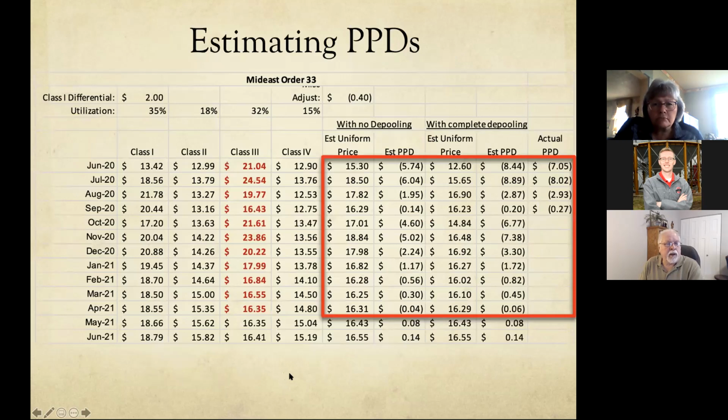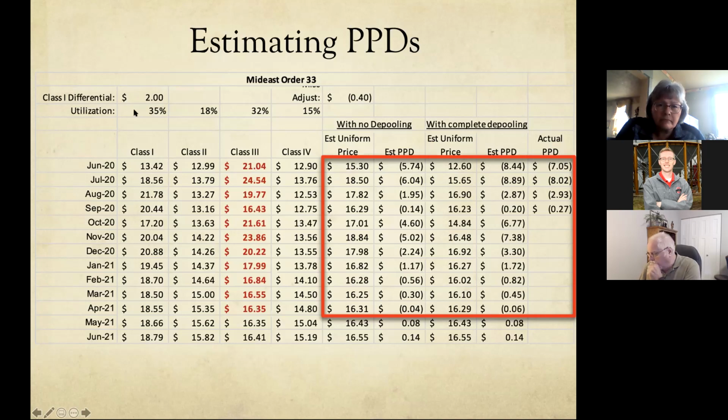Well, you can calculate this, and I'm showing you some calculations over here. I'm starting with June of 2020, and these were the class prices that existed. I've got these highlighted here, and this is for the Middle East, order 33. I've got these in red anytime the class 3 price is greater than the estimated uniform price. Under those circumstances, you have a negative PPD if everybody stayed in the pool.